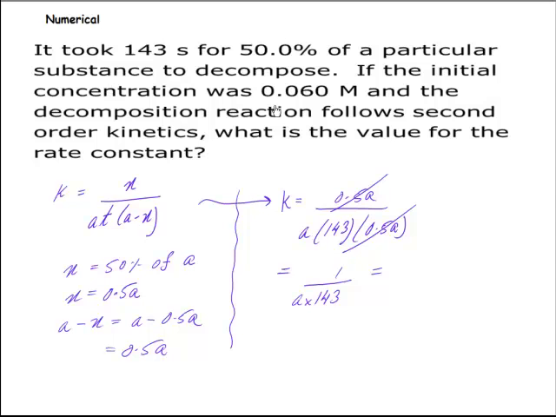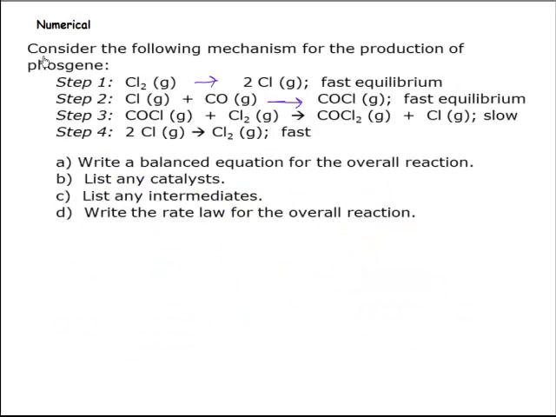Initial concentration is given to us as 0.06. So small a is 0.06 into 143, and that makes our answer 0.116. And since it is a second order reaction, the unit of k is dm cube per mole per second inverse.